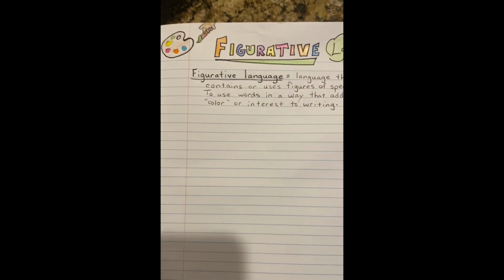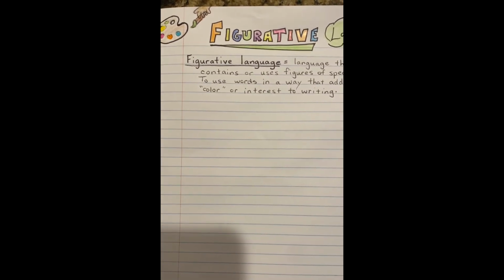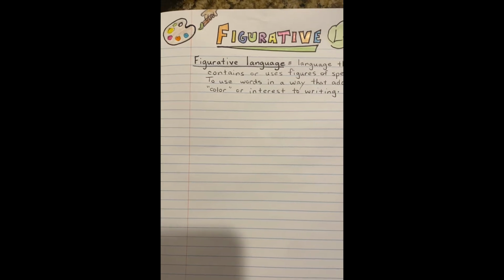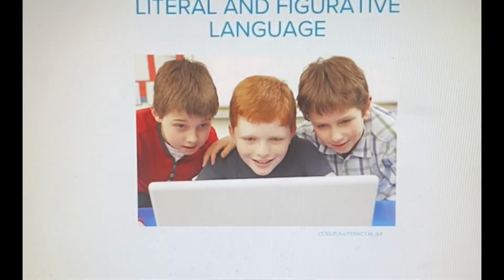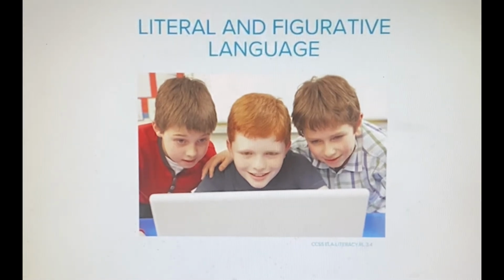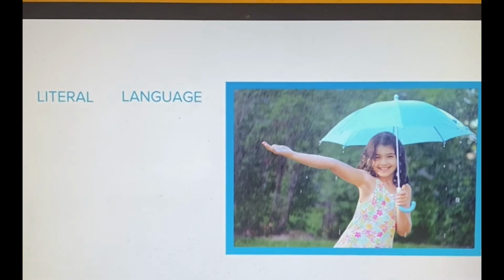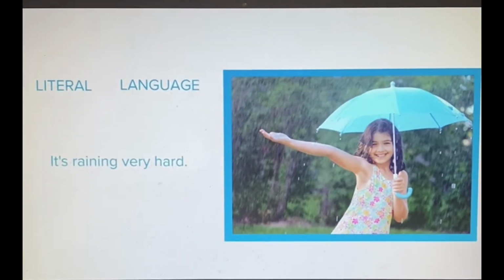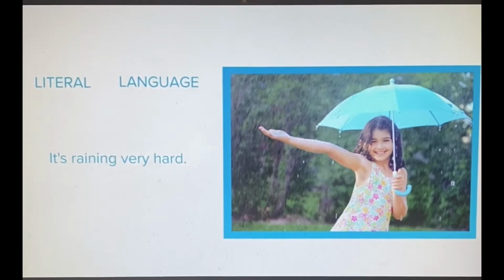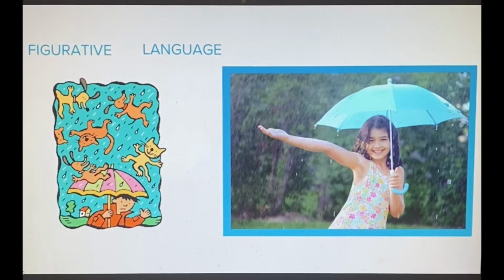Now, another way to understand figurative language is to look at the opposite, and that's called literal language. So let's take a look at that next. Literal and figurative language. What is the difference? With literal language, words mean exactly what they say. For example, it's raining very hard. Sometimes, words are used in a way that's different from their usual meaning. This is called figurative language.